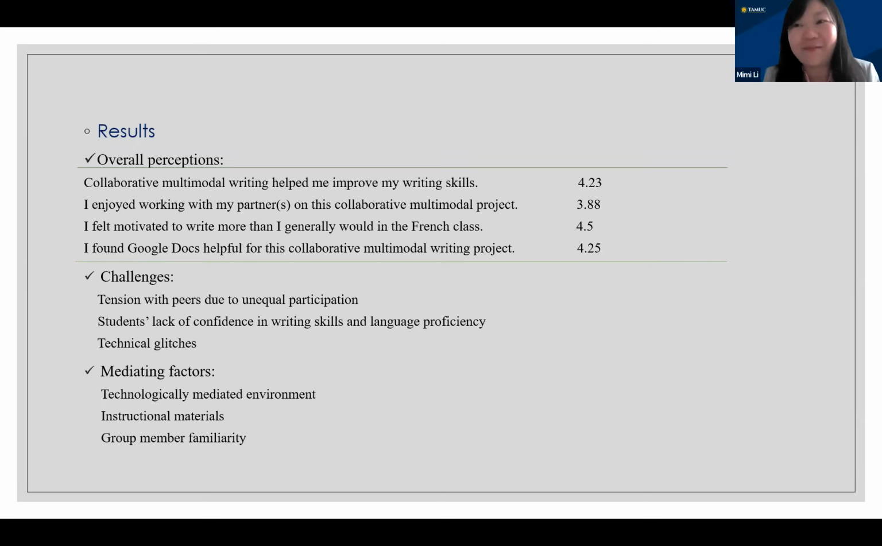They also conveyed some challenges. For example, they felt there were some tensions with peers due to unequal participation, and the students might lack confidence in their foreign language skills, the writing skills as well. And also there were some technical glitches.